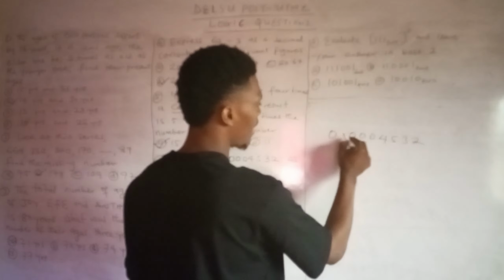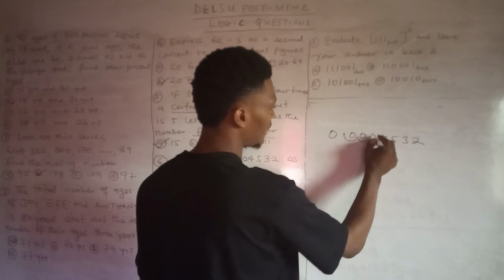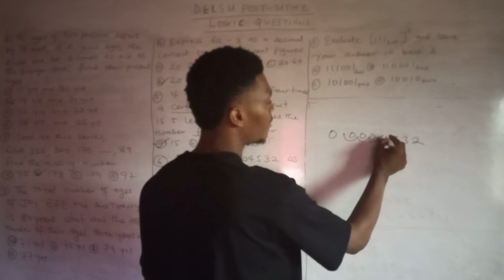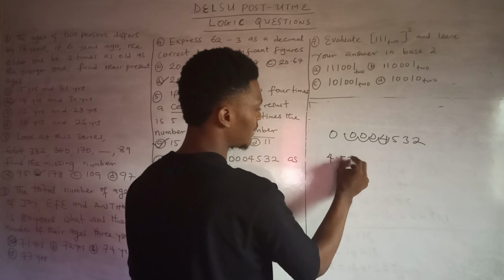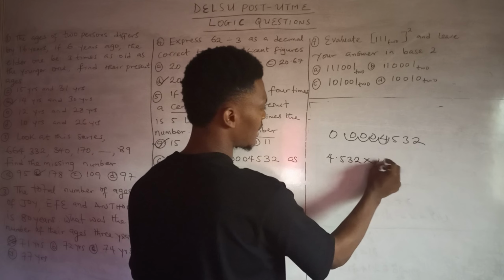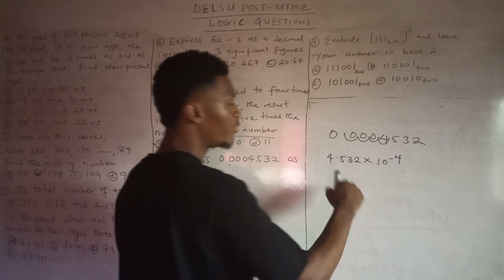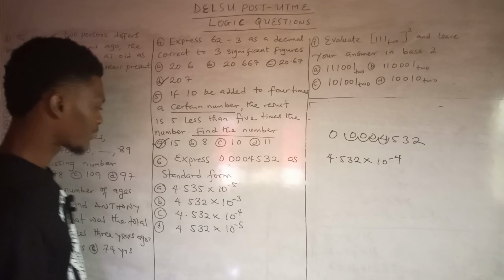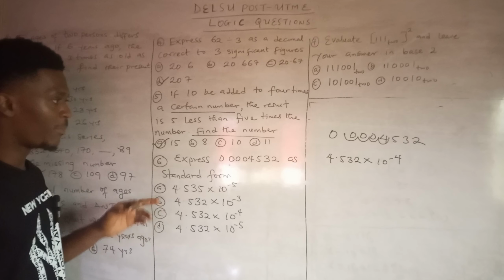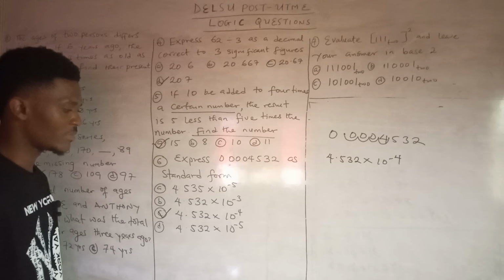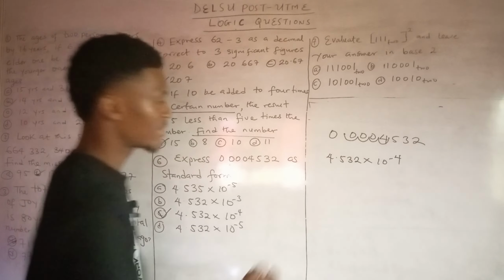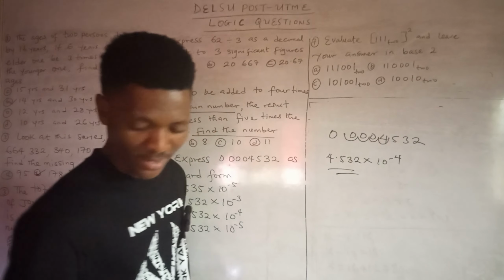So that becomes 1, 2, 3, 4. So moved 4 times. So that becomes what now? 4.532 times 10 raised to the power of minus 4, because we moved 4 times. All right. So that becomes 4.532 times 10 raised to the power of minus 4. So I think the option is option C. All right. So that's the answer to the question of number 6.